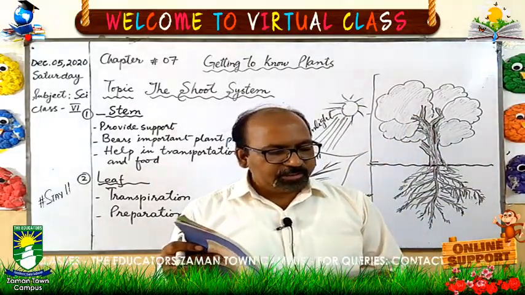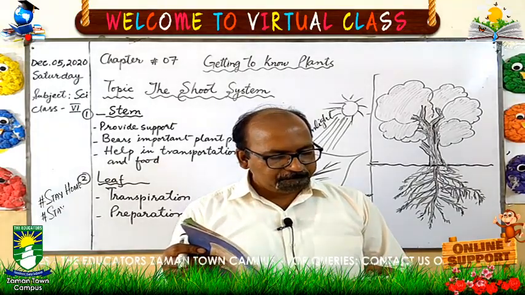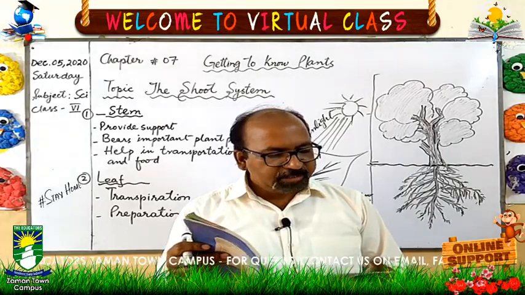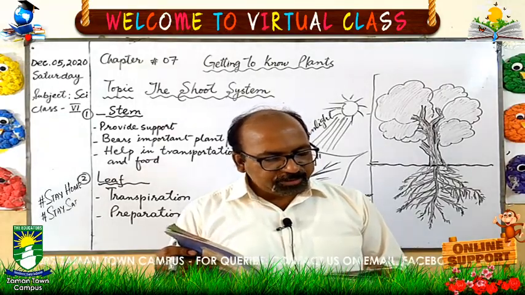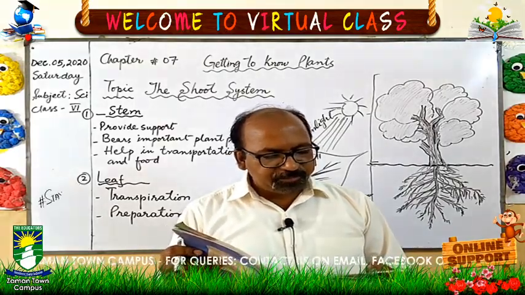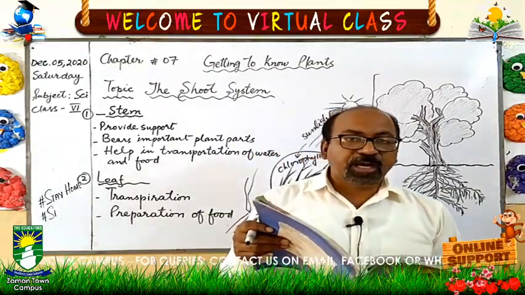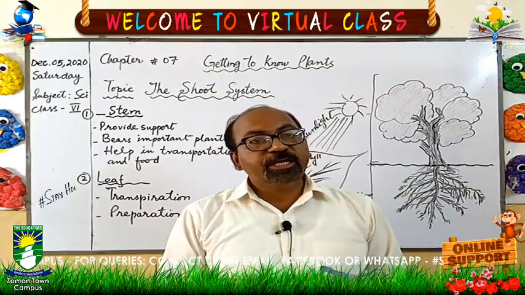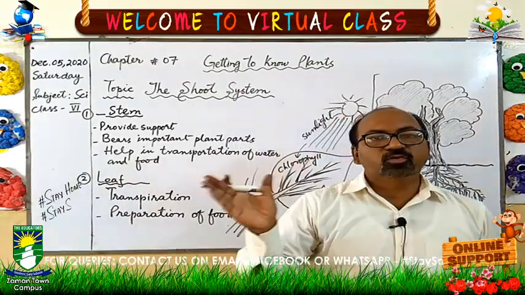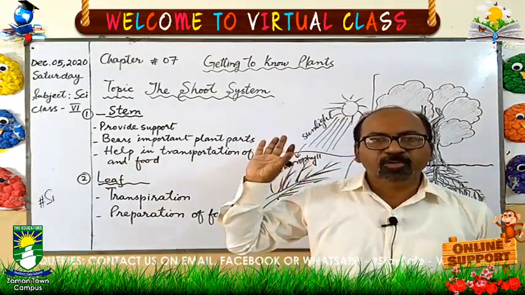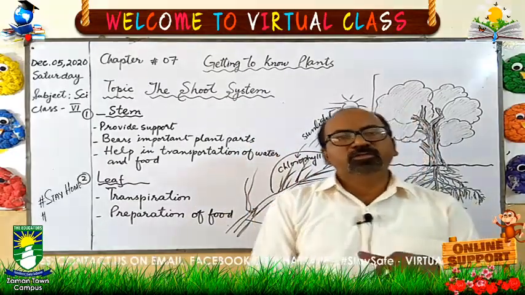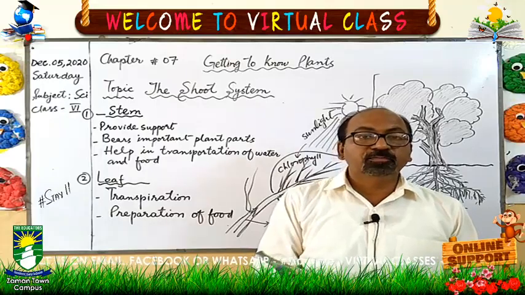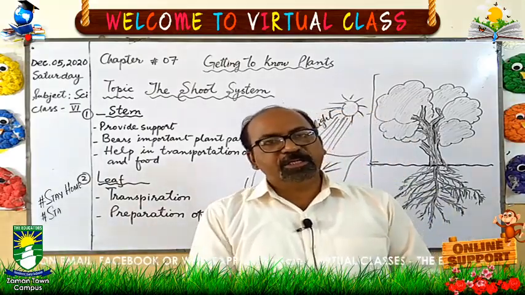Second question, you will attempt from part C. Differentiate between the following, and its first part you will do: root system and shoot system. You will differentiate between the root system and shoot system. I have explained properly, and you can also take help from the book. These are the two questions which you will do as homework. The homework is present in the homework folder.